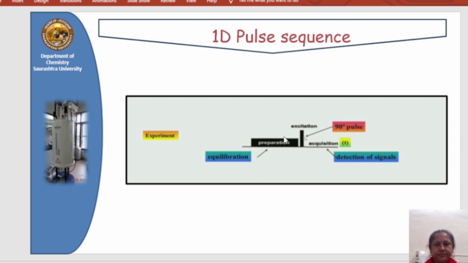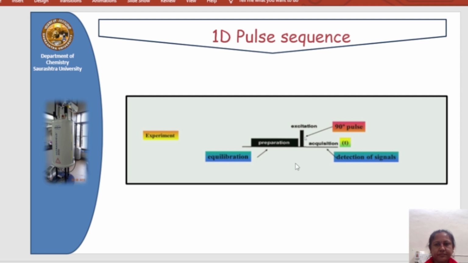So in the excited level, when we give the energy as a 90-degree pulse, it means it is excited. So redistribution of the population takes place, and after some time it will come to the ground state. That is known as acquisition.